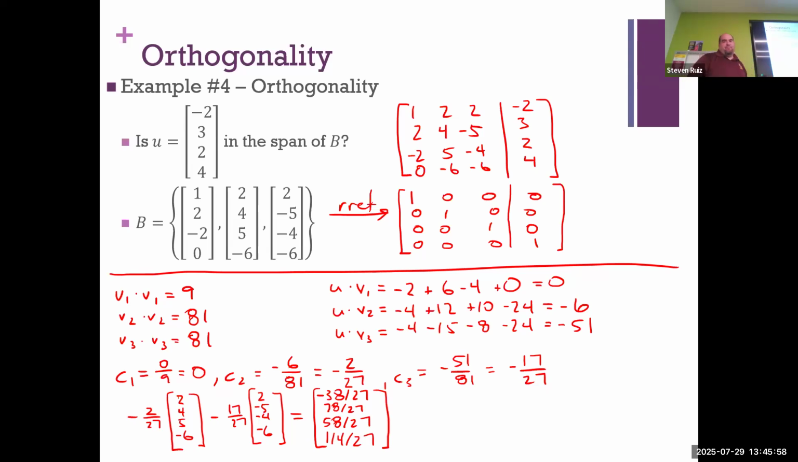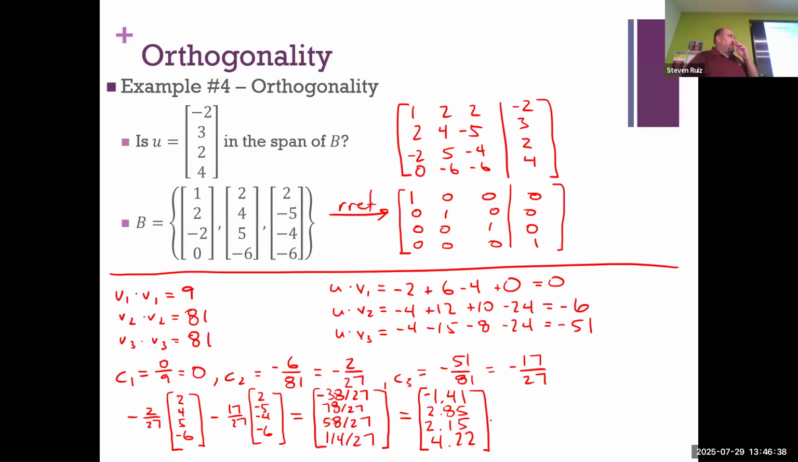I think those are okay. Whenever somebody has them, give me the decimal approximations for all these fractions. Negative 1.1. Okay. 2.85. 2.85. 2.15. 2.15. 4.22. Okay, so that's a vector.